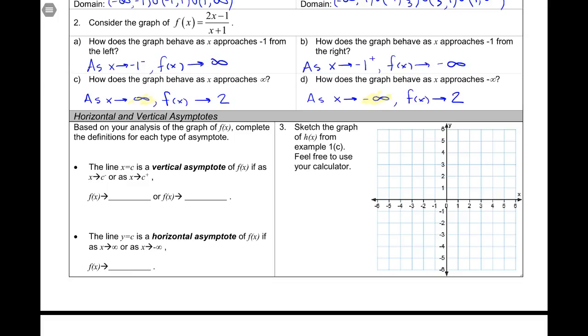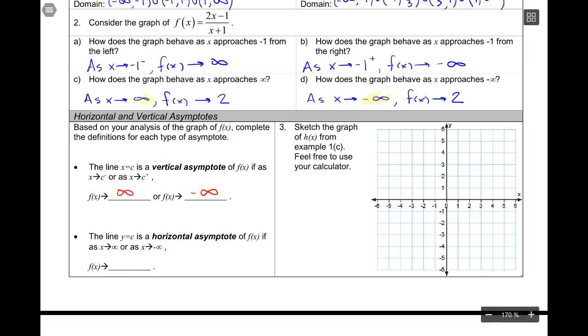Based on your analysis of the graph of f of x, complete the definitions for each type of asymptote. Well, the first one here, the line x equals c, is a vertical asymptote of f of x if, as x approaches c from the left or as x approaches c from the right, f of x approaches infinity or -infinity. So that's what gives us a vertical asymptote if the graph goes off towards infinity in the y direction.